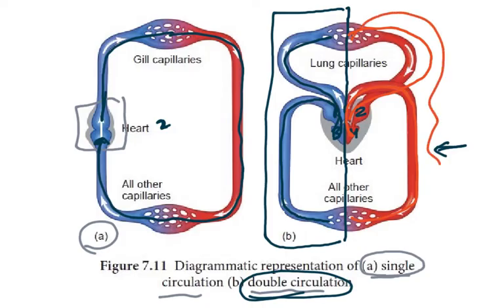This is why we call it a double circulation, because we have a four-chambered heart. So I just want you to compare it so that you know what a single circulation is and what a double circulation is. It may or may not be in the syllabus, but you must know it.